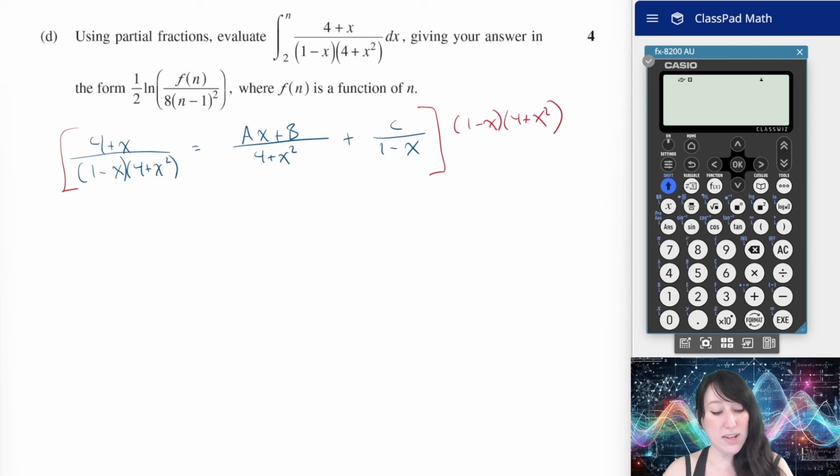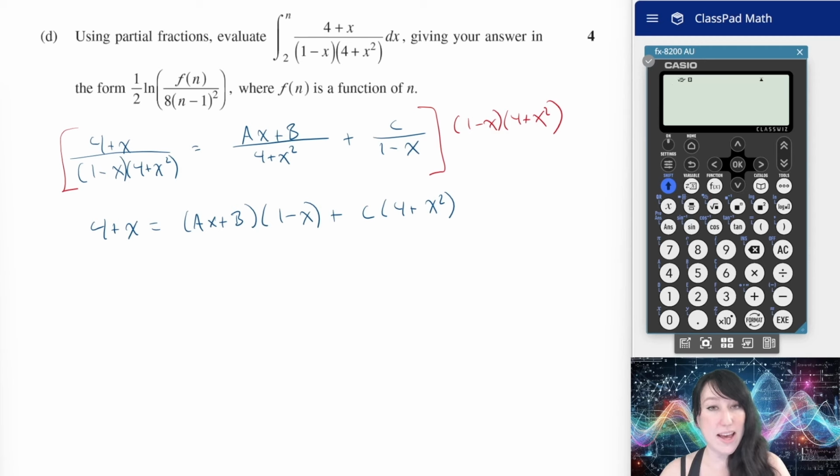On the left-hand side, we just get 4 plus x. On the right-hand side, for that first fraction, the 4 plus x squared cancels, so we get ax plus b multiplied by 1 minus x. And then on that second fraction, the 1 minus x cancels, so we get c times 4 plus x squared. Then I start with letting x be a number that will make one of the factors 0, such as x equals 1.